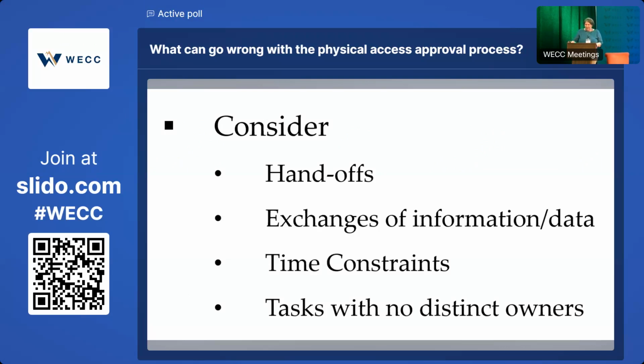The question here is, what can go wrong with the physical access control process, or the granting of physical access? As a hint, I've listed 4 common failure points that you could apply to multiple processes, but you don't need to limit yourself to these. But do think about handoffs, exchanges of information or data, time constraints, and tasks with no distinct owner.